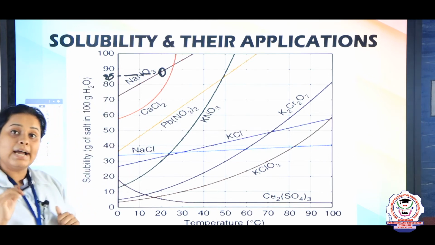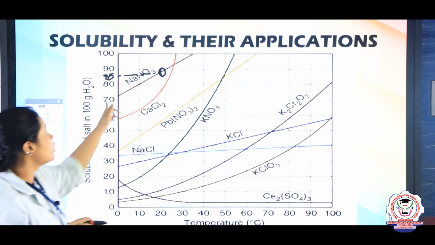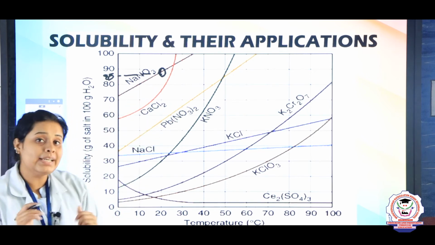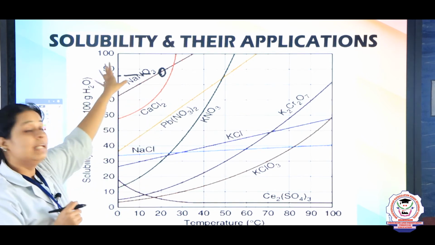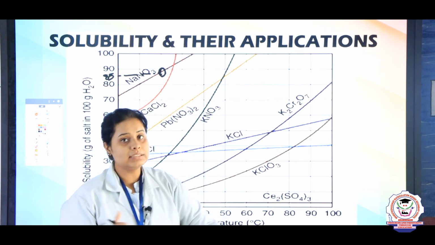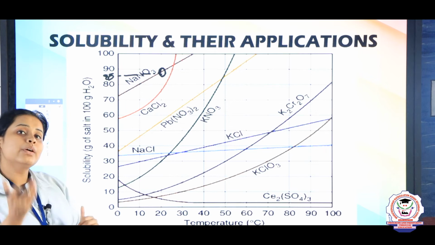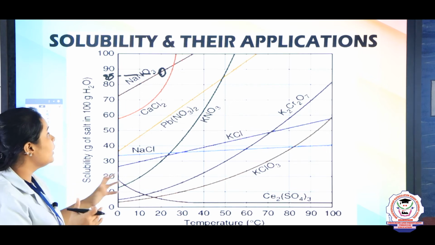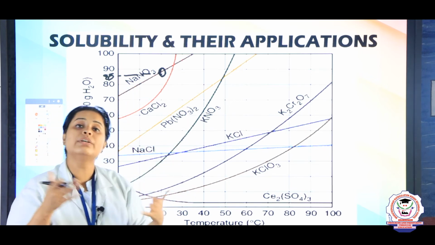So you can say that 85 gram of your sodium nitrate at 20 degrees Celsius will be having this much solubility. Same way you can compare for other salts too. Then what you can do with this is, again you can compare the solubility of different liquids.